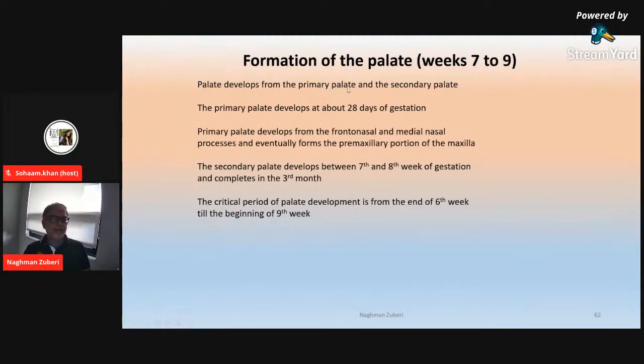Palate develops from the primary palate and the secondary palate. The primary palate develops at about 28 days of gestation. Primary palate develops from the frontonasal and the medial nasal processes and eventually forms the premaxillary portion of the maxilla. The secondary palate develops between the 7th and 8th week of gestation and completes in the 3rd month. The critical period of palate development is from the end of the 6th week, as I told you, till the beginning of the 9th week.